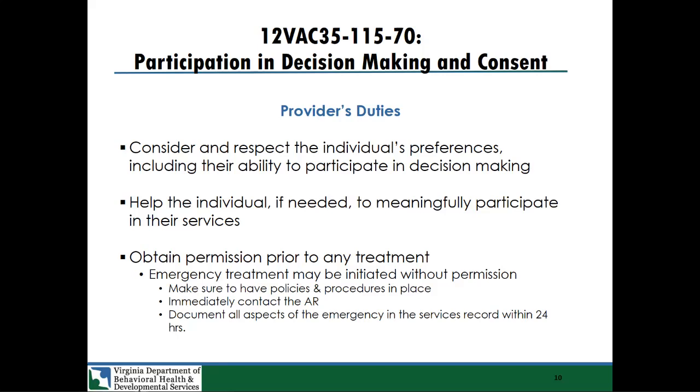There are also provisions for services without consent in an emergency and for treatment over objection with a court order. These processes are detailed in Section 70, subsection 5 and 7, respectively.